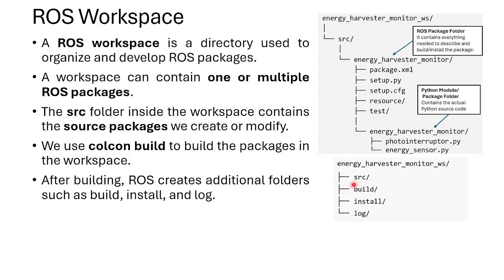But as we execute colcon build, this also creates some other folders in parallel to the source folder. One is build, one is install, one is log. All of these are important for the proper functioning of the package. That's why colcon build is a fundamental step. So after building, ROS creates additional folders such as build, install, and log.